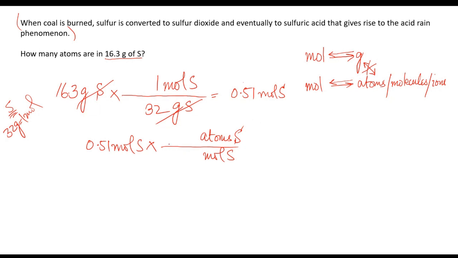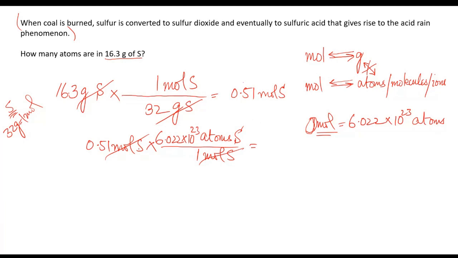Okay, friends, we have already discussed that 1 mole of any substance is equal to 6.022 into 10 to the power 23 atoms. So 1 goes with mole and 6.022 into 10 to the power 23 with atoms. Mole of sulfur cancels. When you use the calculator, it is 0.51 multiplied by 6.022 into 10 to the power 23.